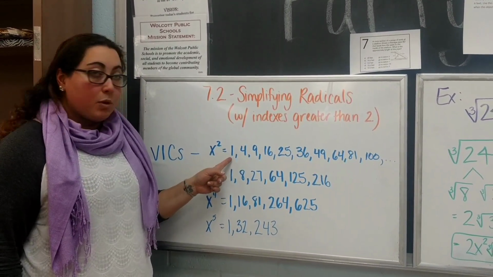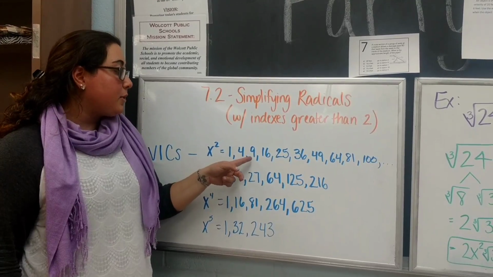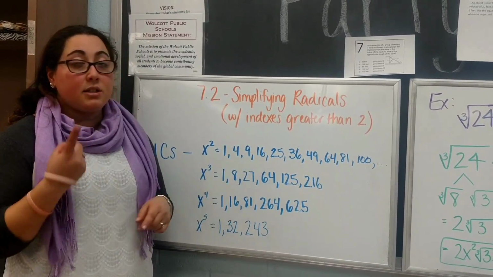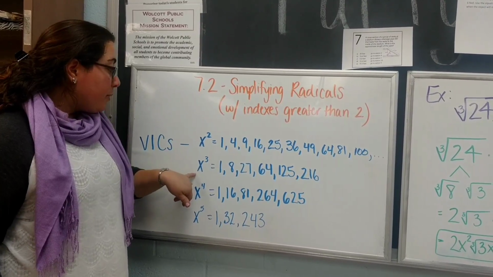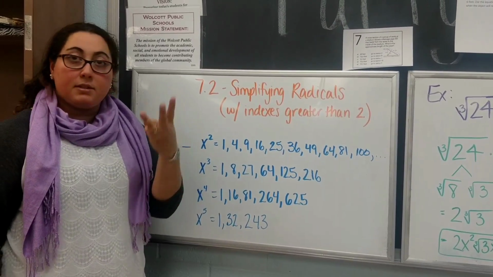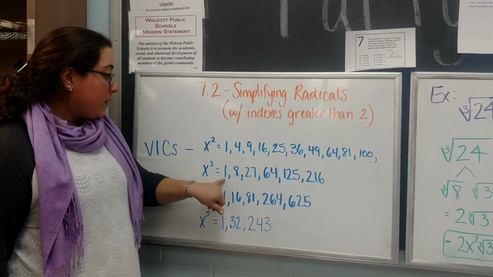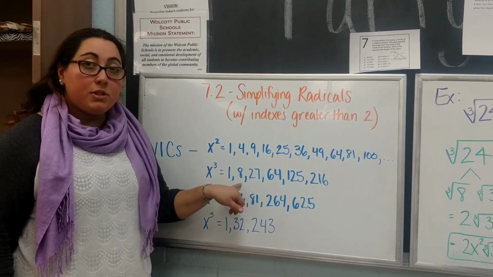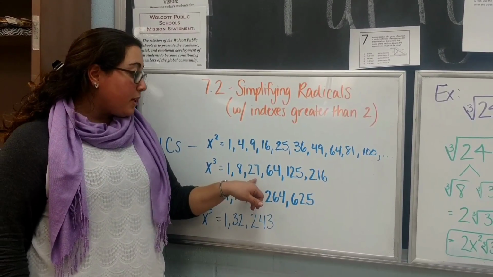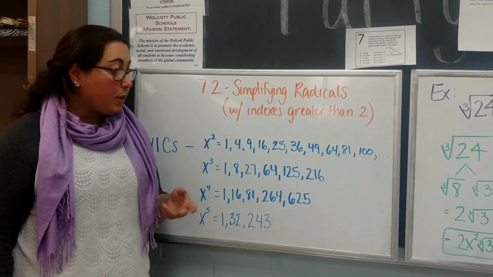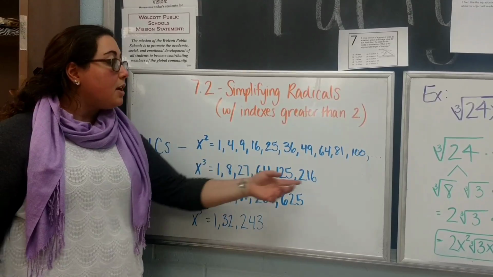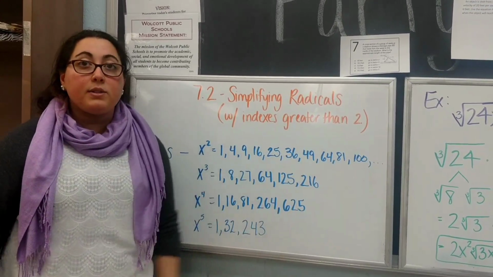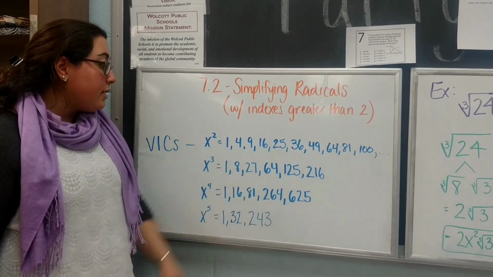1 times 1 is 1, 2 times 2 is 4, 3 times 3 is 9, 4 times 4 is 16, because it's a number times itself that creates a perfect square. For a perfect cube, you want a number times itself times itself. So 1 times 1 times 1 is 1, 2 times 2 times 2 is 8, 3 times 3 times 3 is 27, 4 times 4 times 4 is 64, 5 times 5 times 5 is 125, and 6 times 6 times 6, or 6 cubed, is 216. And there's other values that go beyond that, but we're going to focus on these ones for now.